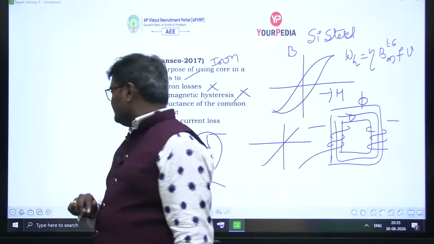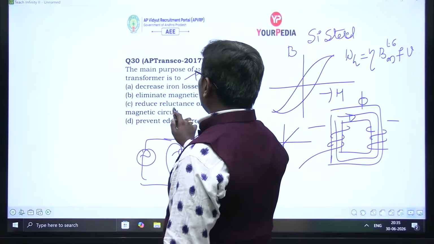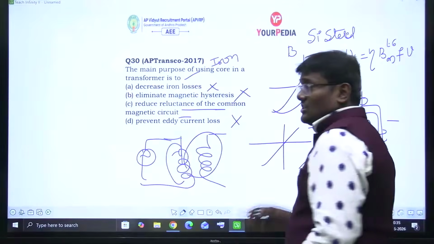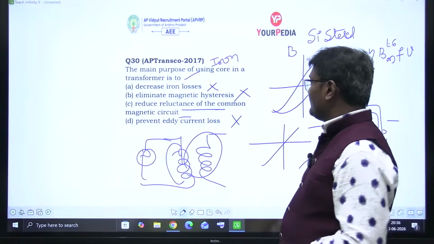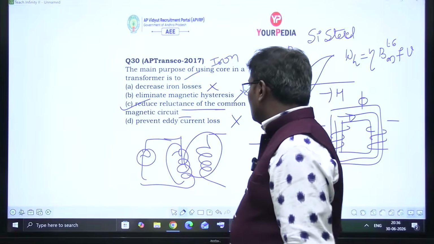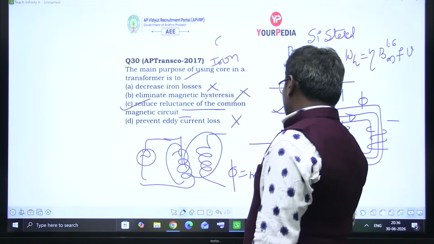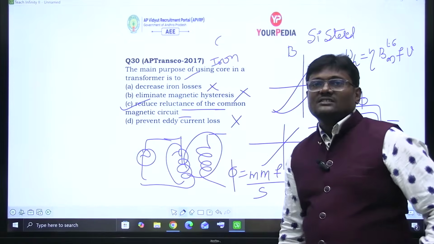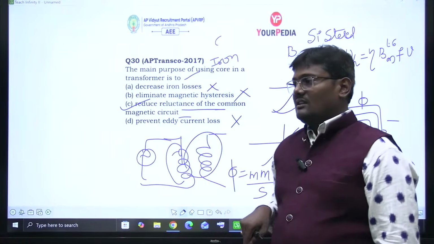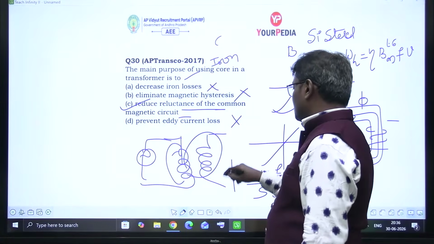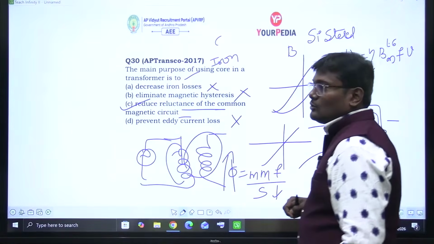So obviously, to reduce the reluctance of the common magnetic circuit, it should consist of a high permeability and low conductivity material. So what does reluctance mean? Flux is equal to mmf by reluctance. Reluctance is a property which opposes the magnetic flux lines. Low reluctance means flux distribution is maximum. To capture more flux, we can use an iron core transformer.